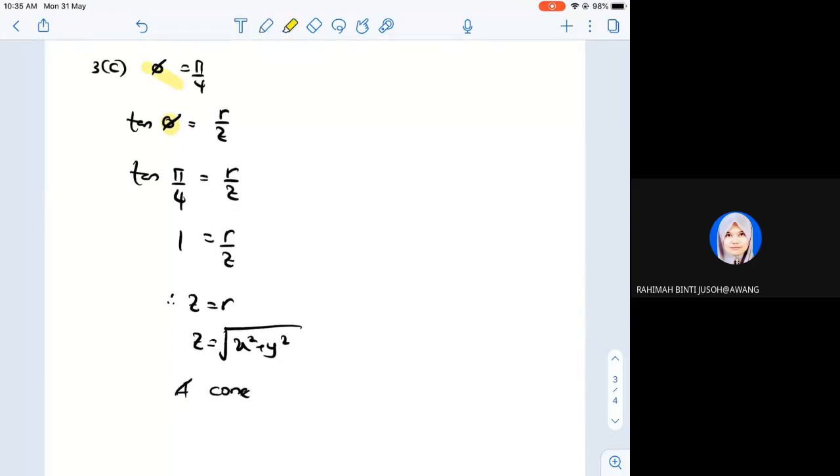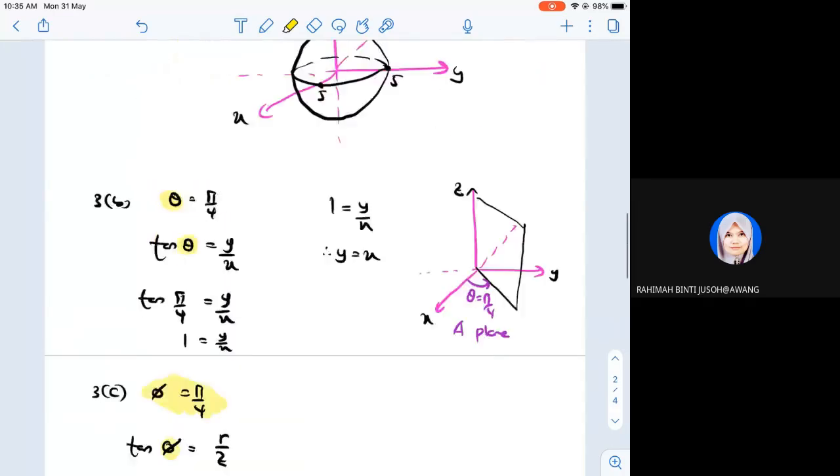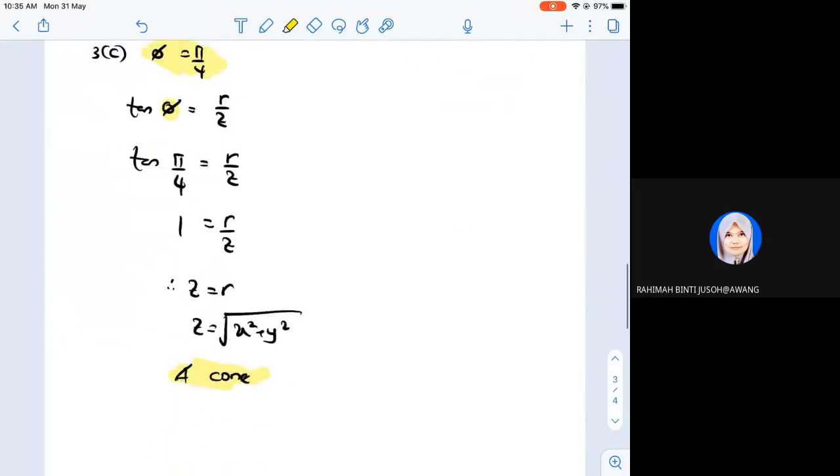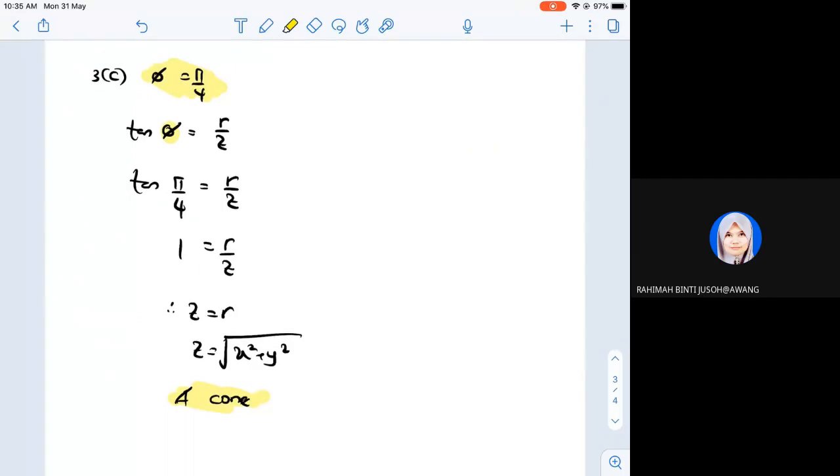So if we have phi equals pi over 4, it represents a cone. If theta equals pi over 4, it represents a plane. If theta, plane. But if phi equals pi over 4, it is a cone. Alright, so now we have this figure or surface of a cone.